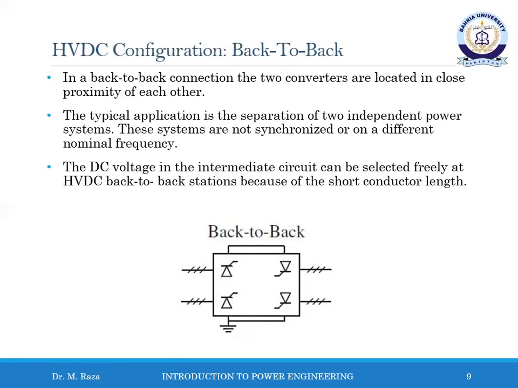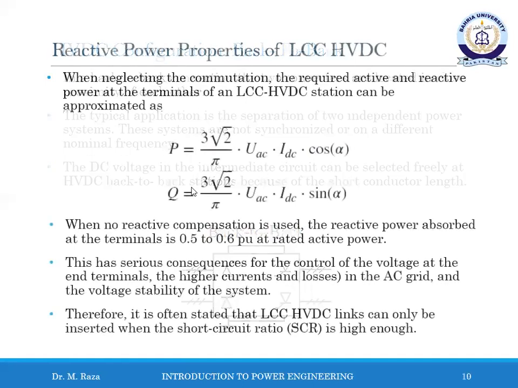The DC voltage in the intermediate circuit can be selected freely at an HVDC back-to-back station because of the short conductor length. Because of the short distance, the line resistance is low and the DC voltage can be kept relatively low, resulting in a smaller valve hall.